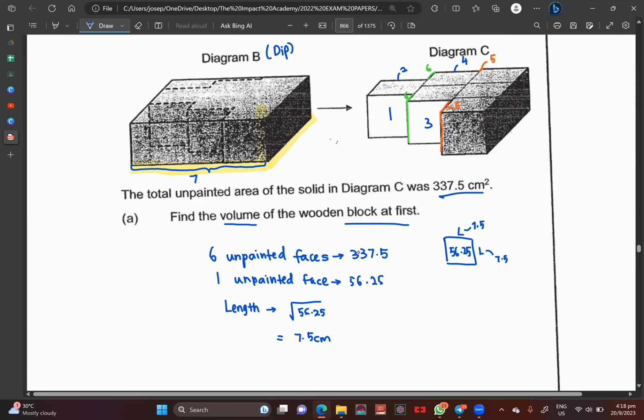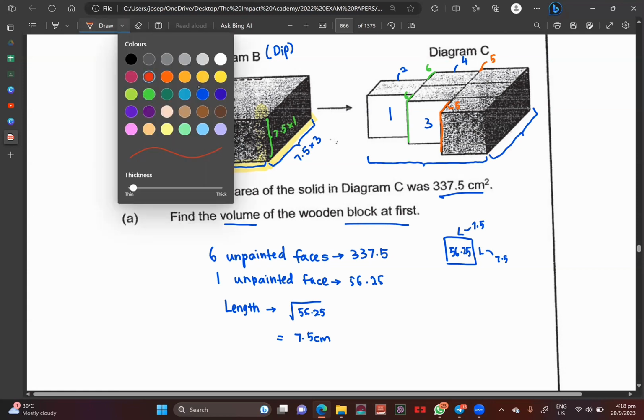So what we can do is 7.5 times 3. If you're wondering how do you know it's 3, because if you look at this, you can see that for the length there are 3 in total. 1, 2, 3. And for this side, it is also 3 in total. How do I know that? Because I look at this. So 7.5 times 3 again. And for the height itself, there's only 1 cube, so the height will just be 7.5 times 1.